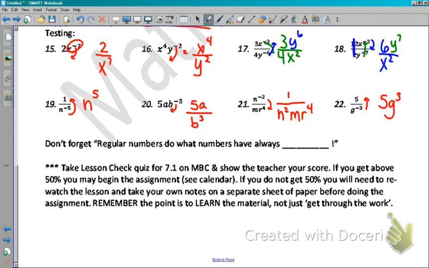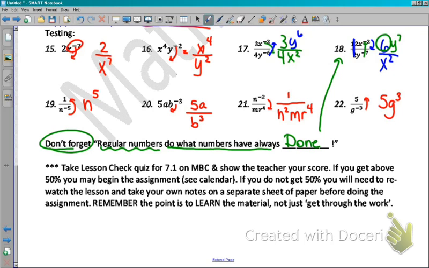One thing that you really got to remember, very, very important, is regular numbers will always do what numbers have always done. So if we remember back here at number 18, 12 over 2 is 12 divided by 2, which has always given us 6. You don't subtract them, you don't do anything weird. You just do what you've always done with regular numbers. And a lot of people, it helps to cover up the variables and look only at the numbers.